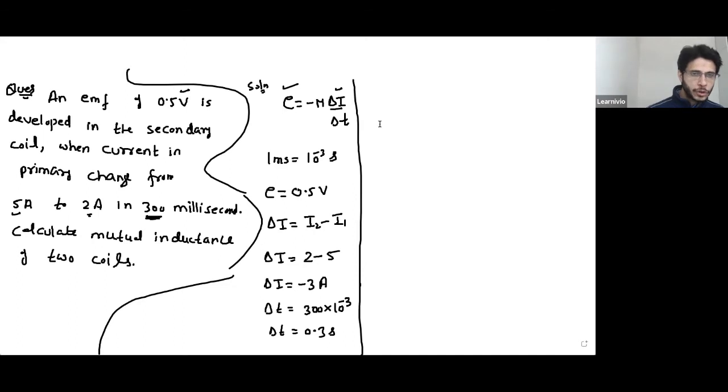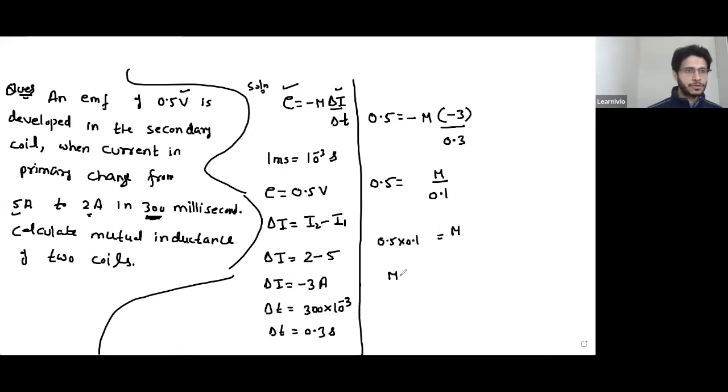So if I substitute all values here, then your E is 0.5 with a negative sign. M, delta I is minus 3, delta T is 0.3. So negative negative is positive. 0.5 is M by 0.1. So M is 0.5 into 0.1. So M comes out to be 0.05 Henry.